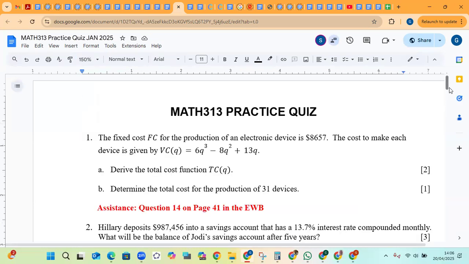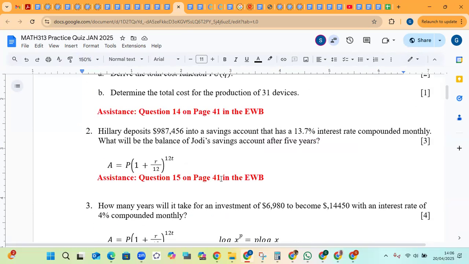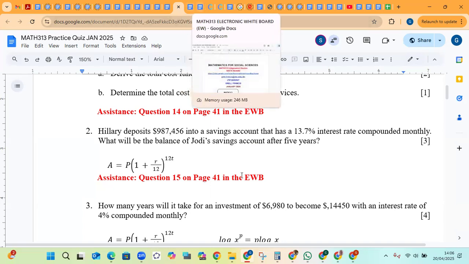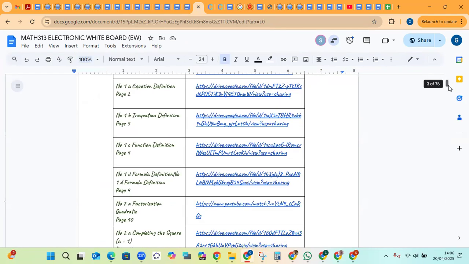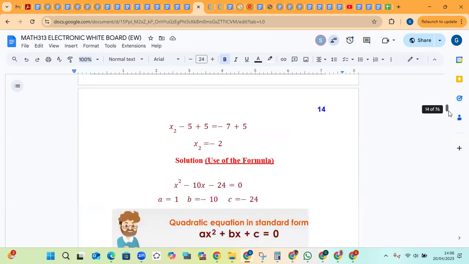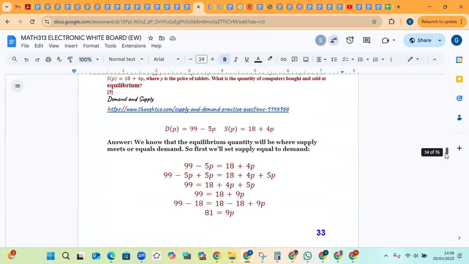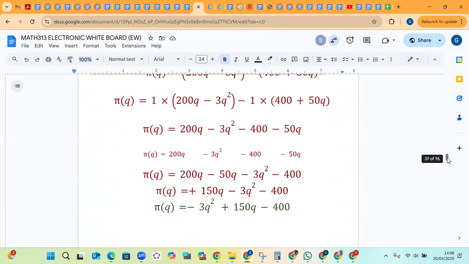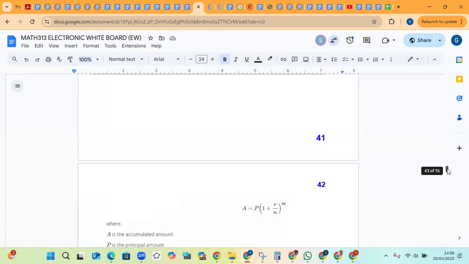So for question number 2, you can go to page 41, sorry. It is question number 15 on page 41 in the electronic whiteboard. So we're going to page 41, question number 15. And that will be question number 2 in the practice quiz. So here we are on page 41.